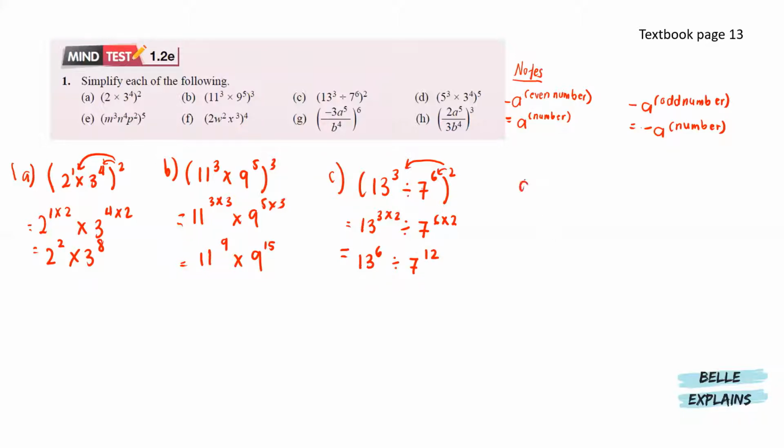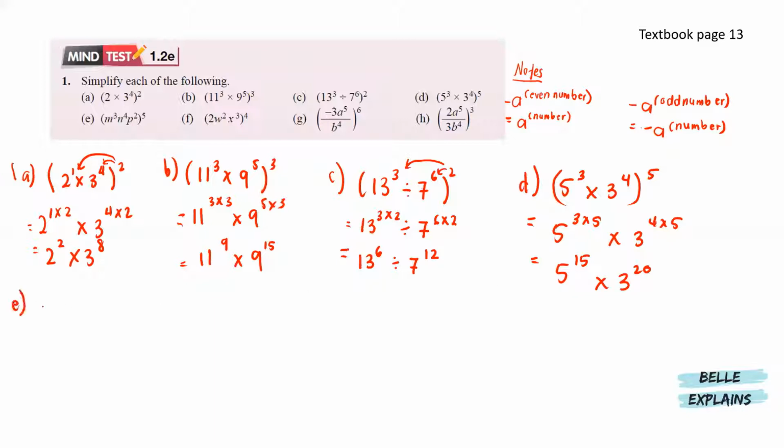Next for D, we have 5 to the power of 3 times 3 to the power of 4, all to the power of 5. So here that gives us 5 to the power of 3 times 5 and 3 to the power of 4 times 5. And that will give us 5 to the power of 15 and 3 to the power of 20.